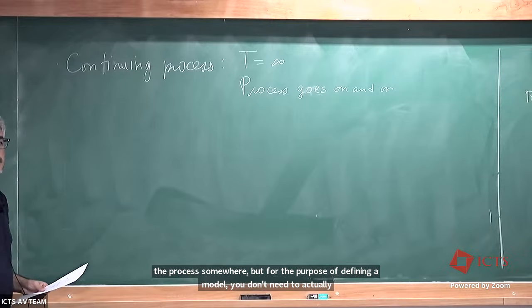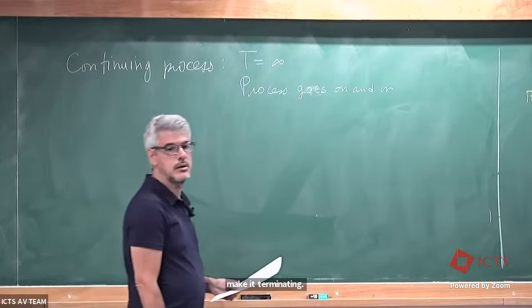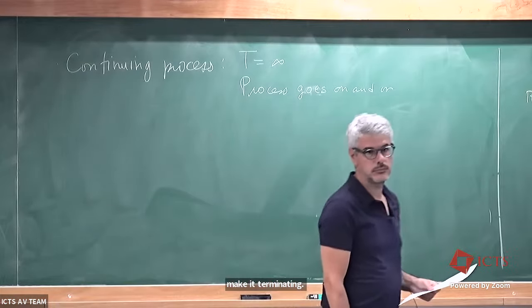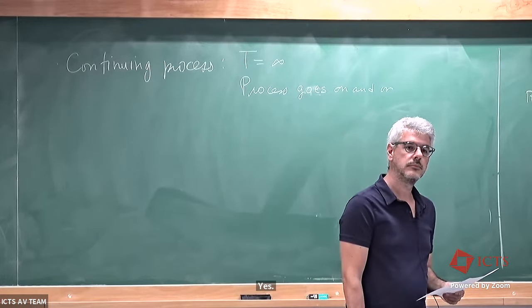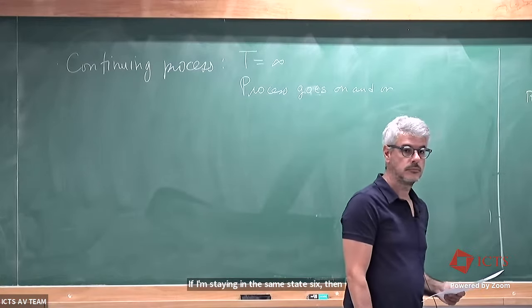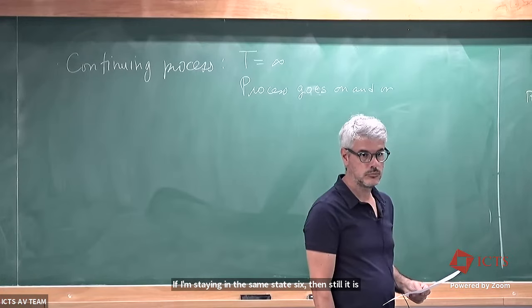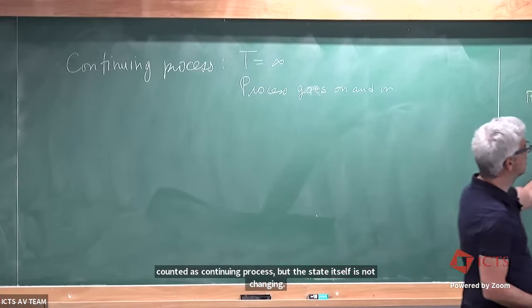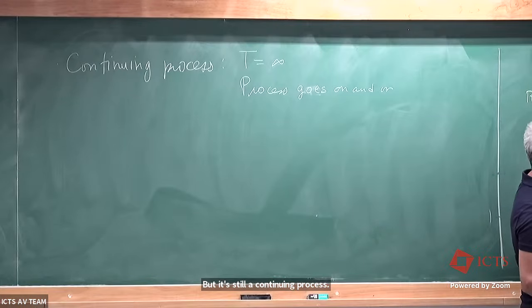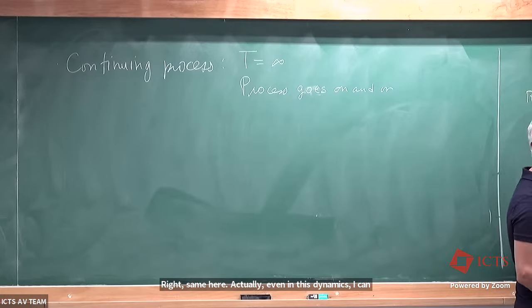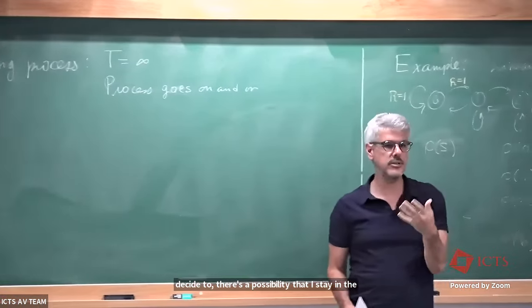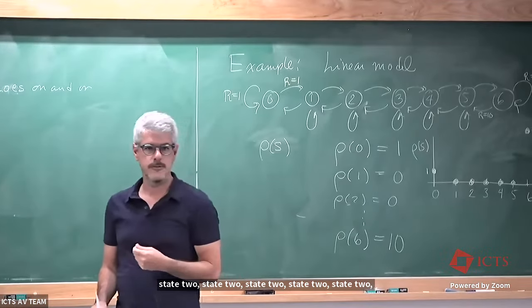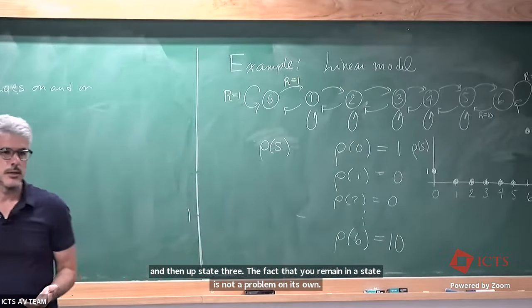Yes? Why, if I'm staying in the same state 6, is it still counted as a continuing process, when the state itself is not changing? Yeah, but it's still a continuing process, right? Same here. Actually, even in this dynamics, there's a possibility that I stay in state 2, state 2, state 2, state 2, and then move up to state 3. The fact that you remain in a state is not a problem on its own, right? So you're just not moving, that's okay.